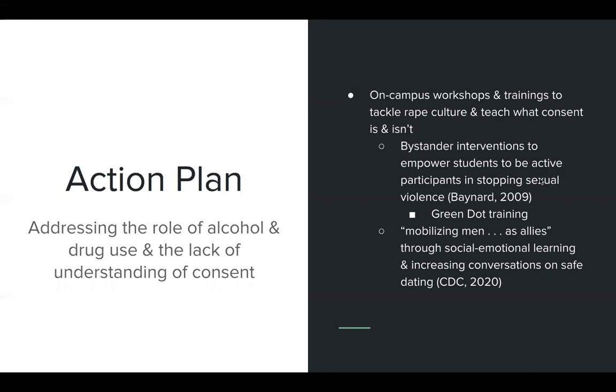In order to change the attitudes and norms about sex and consent, college campuses can provide bystander intervention training for students, which works by empowering them to be active participants in stopping sexual violence. An example would be the Green Dot Bystander Intervention Training that educates students on how to safely intervene in different types of risky situations. We also plan to mobilize men as allies through workshops on social emotional learning and increasing conversations on safe dating in order to change the norms that increase the likelihood of sexual violence to occur.